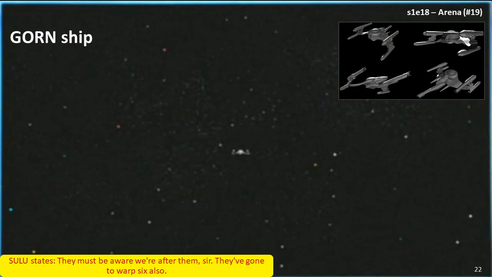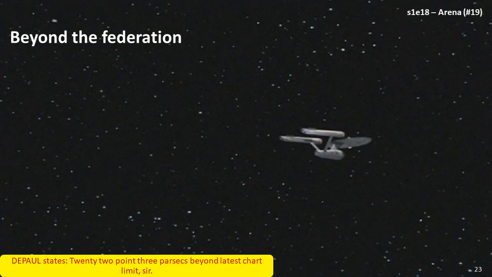The alien ship in this episode, which we later learn is a Gorn ship, can travel up to warp 7. The Enterprise can, for short distances, travel at warp 8, although this is dangerous. This is the only view of a Gorn ship we get in the episode. On the right is an estimate of what they looked like in more detail. Within the episode, the Enterprise and Gorn ship, just before they are stopped by an alien entity, are beyond the Federation charts. In this case, 22.3 parsecs, which is 72 light years away.